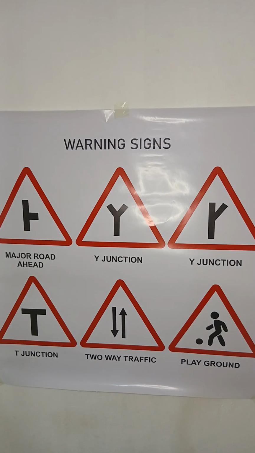The last one is playground. Playground. When you see this sign, what it means is that where you have gotten to, you are about to reach a place where there is a park. And if you are about to reach a place where there is a park, as a driver, you would have to slow down and watch out for the possibility of people coming across the road.